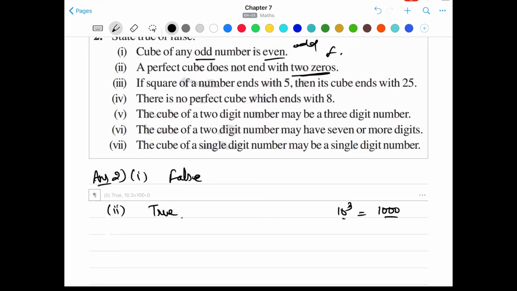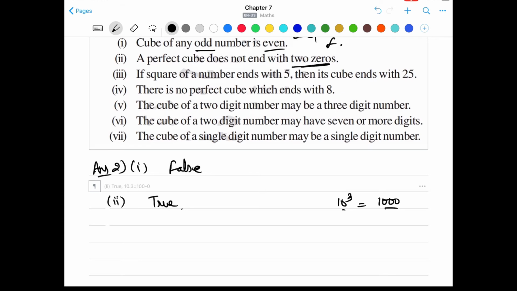So whenever you find the cube of any number having 0 at the ones place or the unit place, you will always get a number of zeros in a multiple of 3, not in a multiple of 2. So this statement is true, that a perfect cube will never end with 2 zeros.